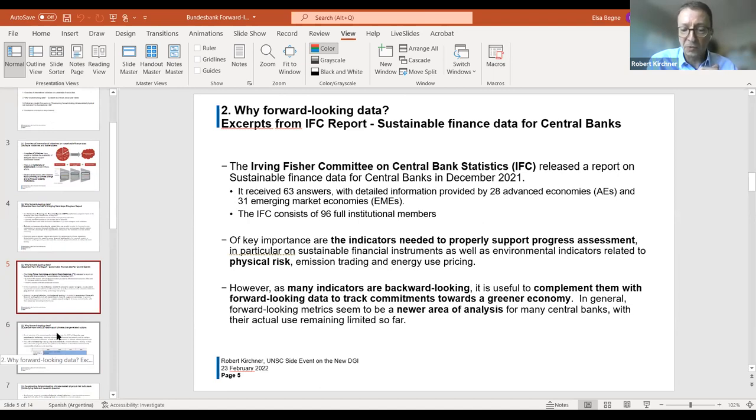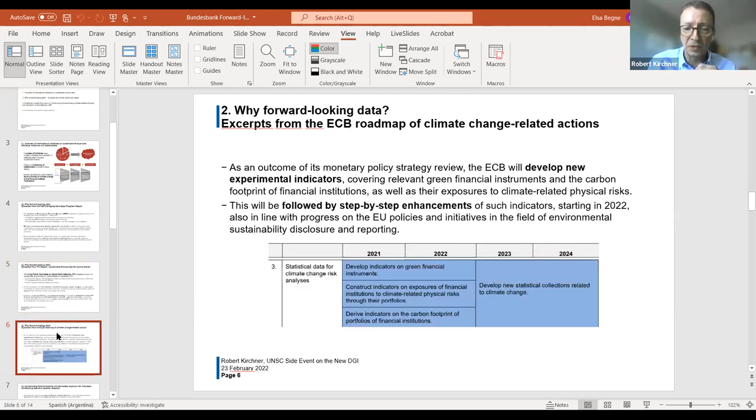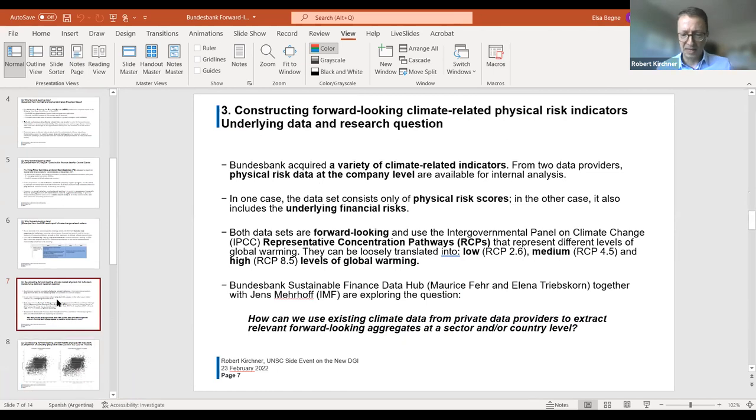However, as many indicators for the time being are backward-looking, it is useful, so that's one of the results of this survey, to complement them with forward-looking data to track commitments towards a greener economy. On the next slide, we see that also in Europe that work is going on in the European System of Central Banks, and they developed a roadmap of climate change-related indicators, mainly as an outcome of its monetary policy strategy review. I will not go through the details due to time constraints, but we see that it is a step-by-step approach. So the first conclusion that we take from these few slides is that forward-looking climate-related data are important for many stakeholders.